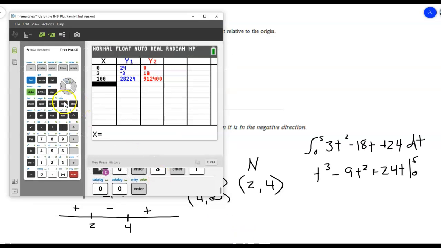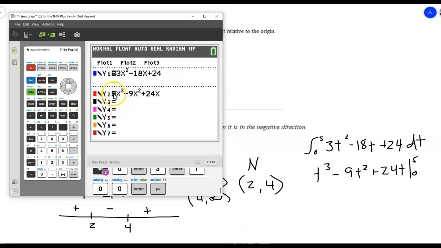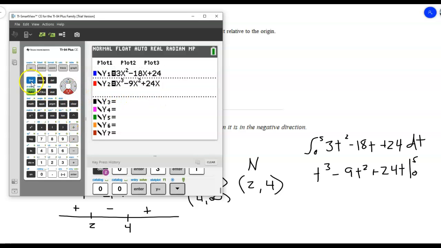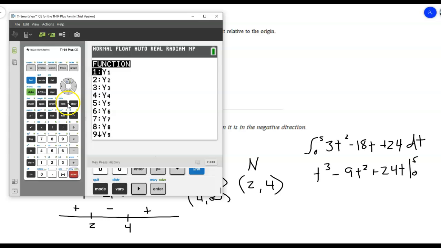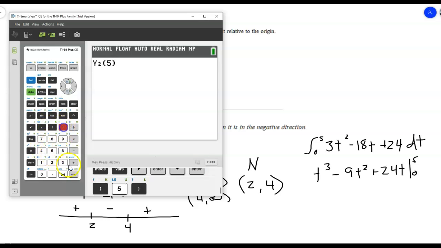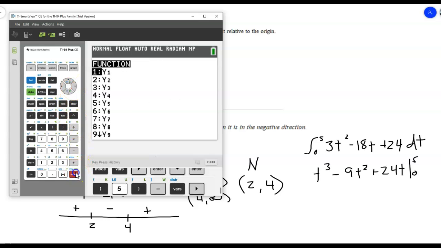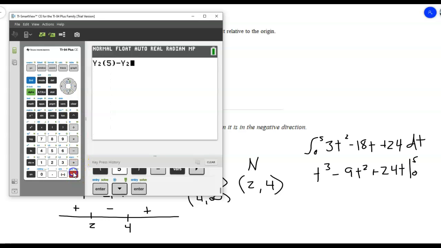So once again, to save a little bit of time, I already put that in my calculator for y2. So to find that displacement here, one way I can do it is I can go vars, go to y variables, bring up my y2, and I want to evaluate it at 5. So I'll do that, and then I'm going to do minus, and then same thing, vars, y variables, y2, and minus the function evaluated at 0. And I get a displacement of 20.